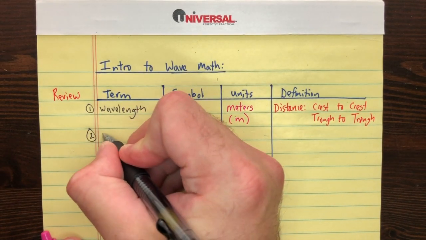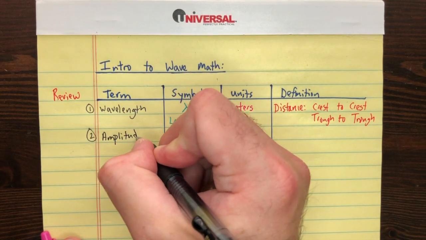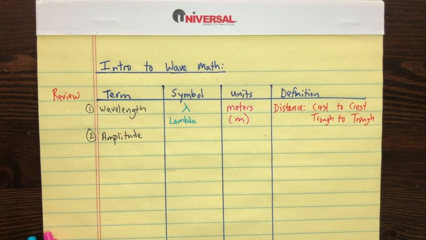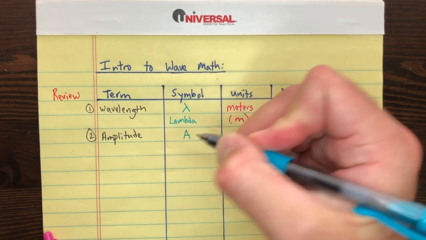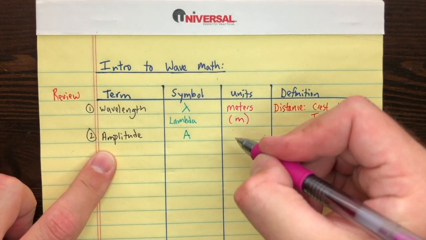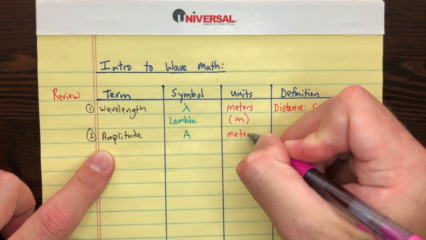Term number 2 is amplitude. So hit pause and try to figure out the symbol, units, and definition. All right, so the symbol for amplitude, we're going to use an uppercase A for amplitude. Amplitude is how tall the wave is, so it's a measurement again of a height. So in physics, we use meters.